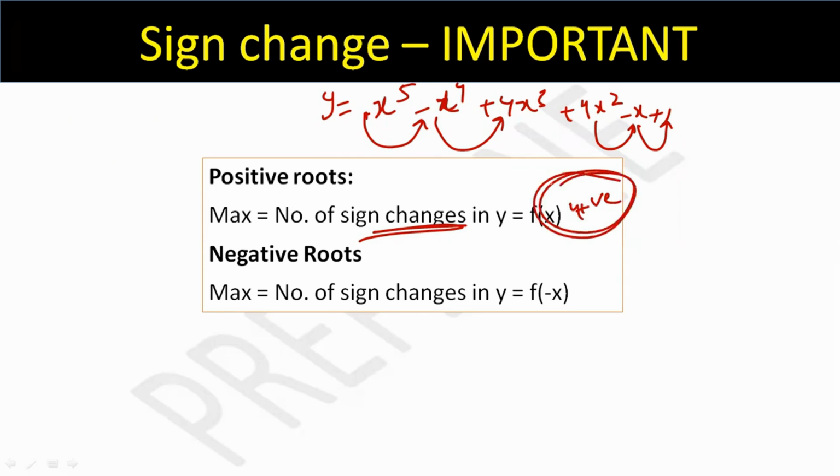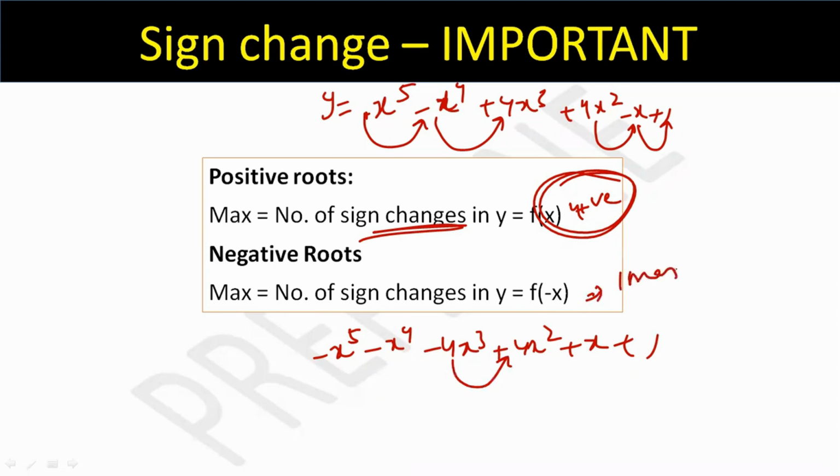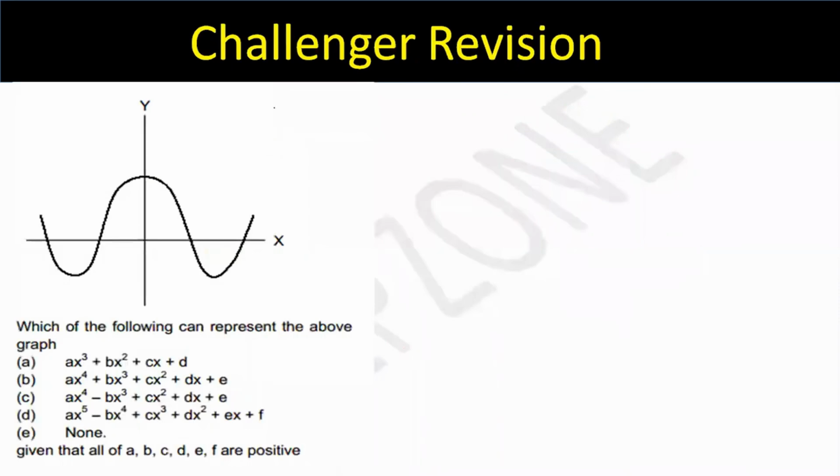Similarly, if we have to analyze the negative roots, what we do, we just replace x by minus x. So it is minus x to the power 5 minus x to the power 4 minus 4x cube plus 4x square plus x plus 1. This is negative, no sign change, no sign change. This is the only sign change we have, which means maximum 1 negative root I can have, right? So in total, I know I can have 5 roots. So then I can sort of make a table and then analyze it. I think we have already covered it earlier in Descartes in equations. So this is just a brief, and basis this, try to solve this question.